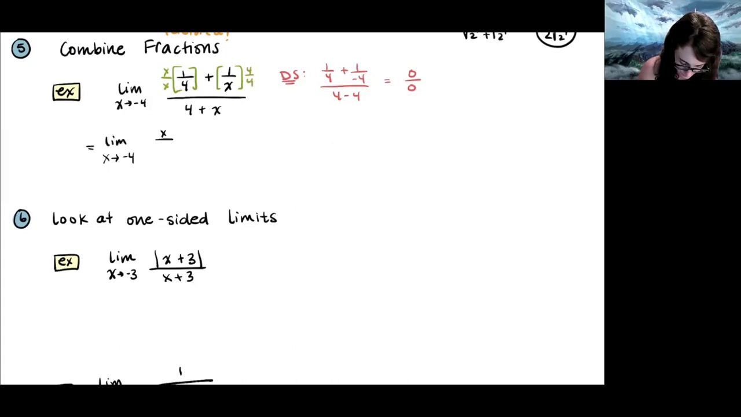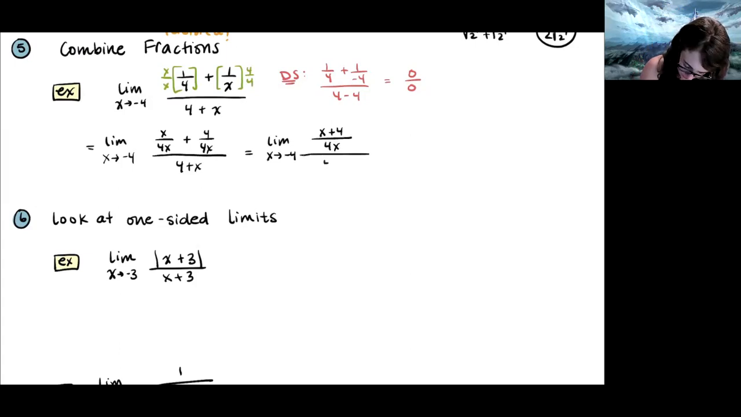We'll get x over 4x plus 4 over 4x, all over 4 plus x. Okay, let's put these together into a single fraction in the numerator. We'll have x plus 4 over 4x, then big divided by 4 plus x. All right, looking better. We have at least a single fraction up top instead of 2. But still, we want to simplify this further so that we can remove the hole.